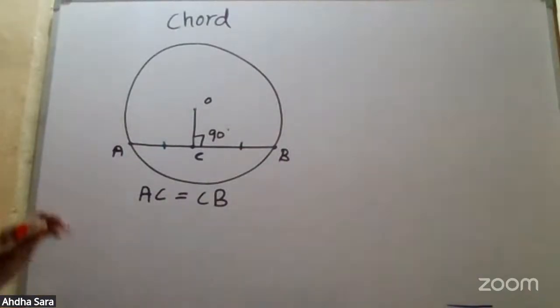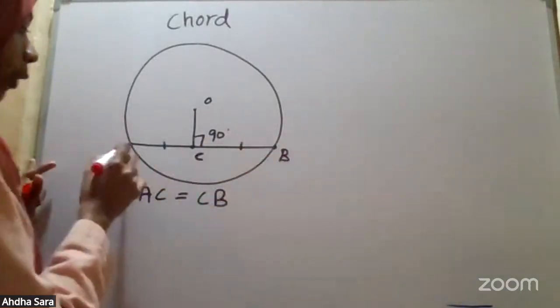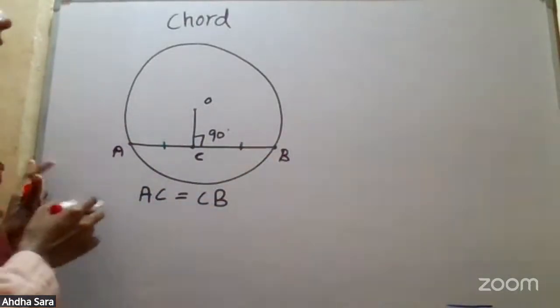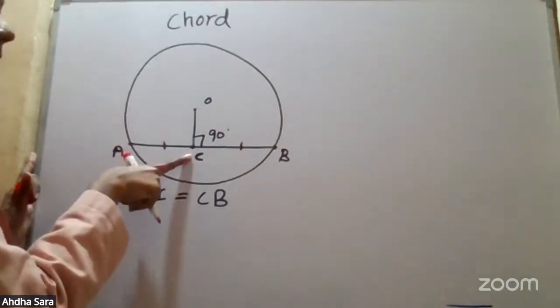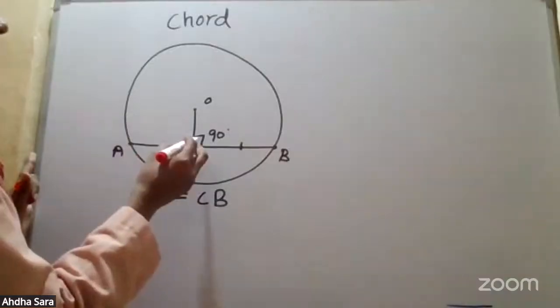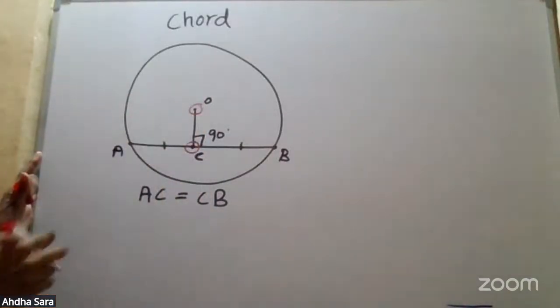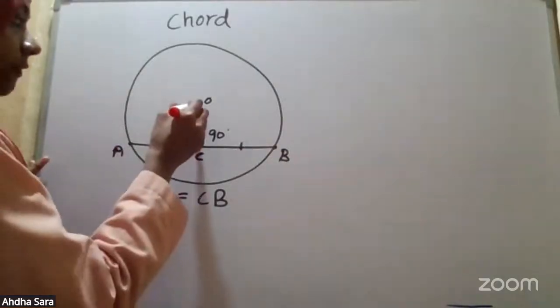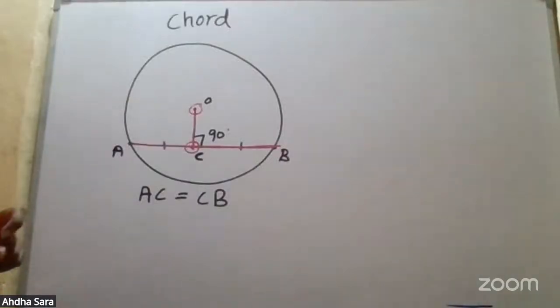In this one, you have to remember the chord should be the line that meets 2 points on a circle, and the straight line that joins the midpoint of the chord and the center of the circle will bisect the chord AB.